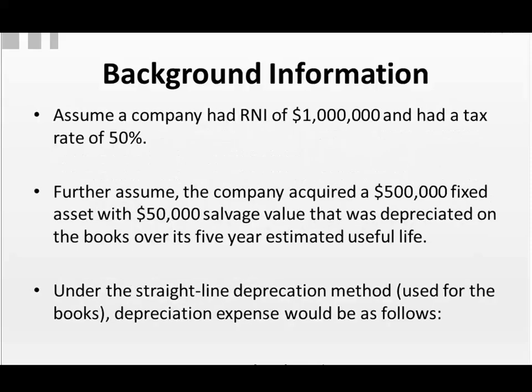Assume a company has reported net income on the books of $1 million, and we have a 50% tax rate. Further assume they go out and buy $500,000 of fixed assets with a $50,000 salvage value, and it's going to be depreciated over an estimated useful life of 5 years. Okay? Under the straight line method, which they're going to use for the books, the depreciation will look like this on the next slide.